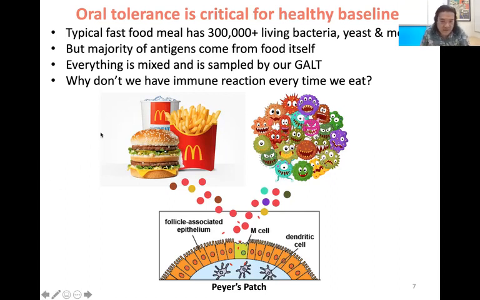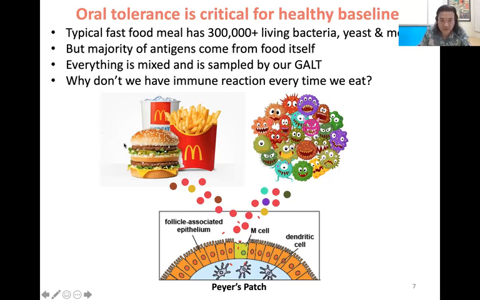This is an interesting statistic. A typical fast food meal contains about 300,000 living bacteria and yeast and mold particles in it. I'm not even talking about some restaurant that's not clean. It's just that anytime you have prepared food sitting around, there's going to be stuff that falls on it and starts growing. 300,000 living bacteria, yeast, and mold every time you have a fast food meal.